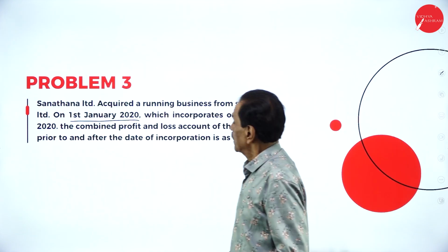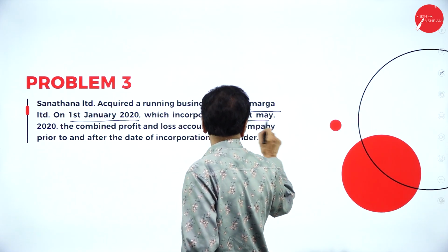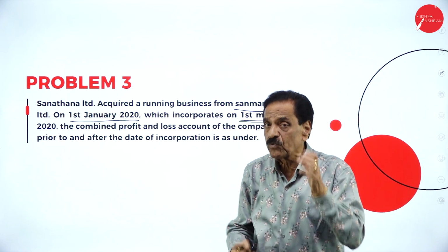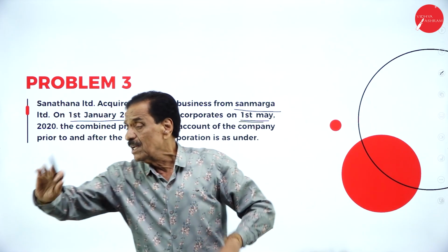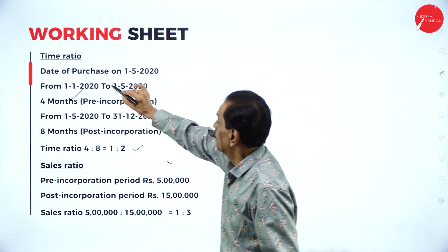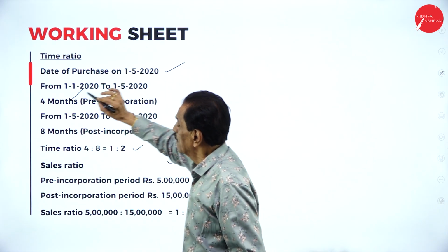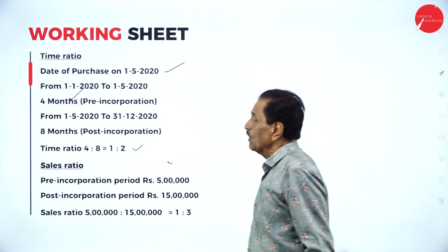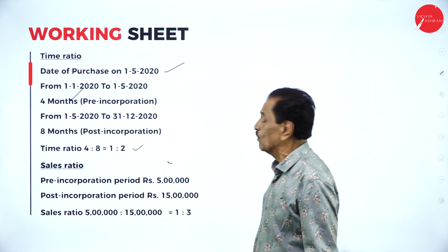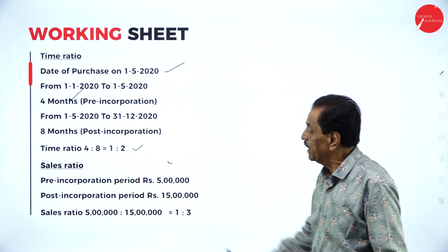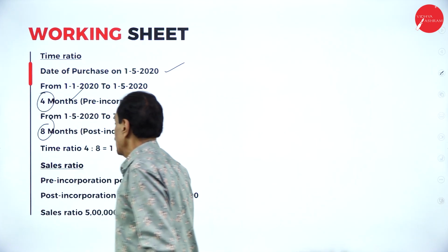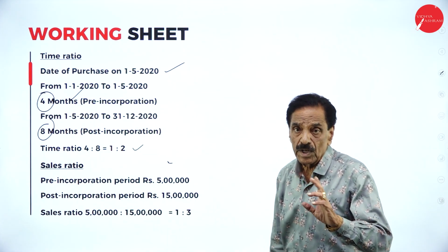Repeat once again. The business was taken over on 1st January. So 1st May, next 30th April. January, February, March, April, the first 4 months is pre-incorporation. The next 8 months is the post-incorporation period. That is the time ratio. Date of incorporation 1/5/2020. From 1/1/2020 to 1/5/2020 is 4 months pre-incorporation. From 1/5/2020 to 31st December 2020 is 8 months post-incorporation. Time ratio is 4:8, which is 1:2.